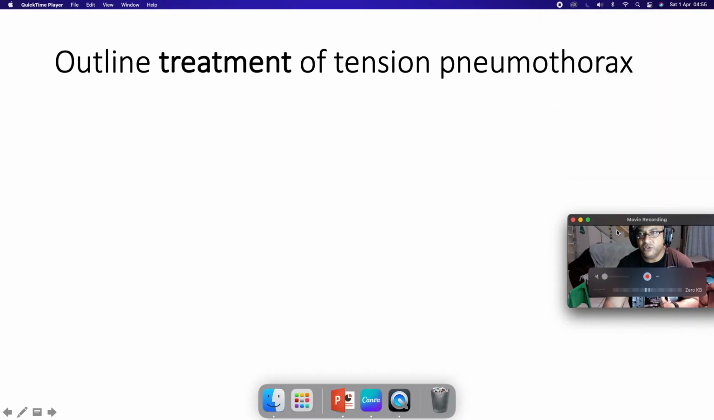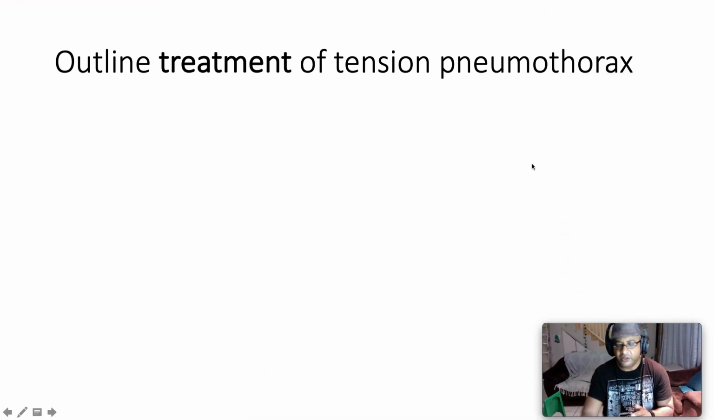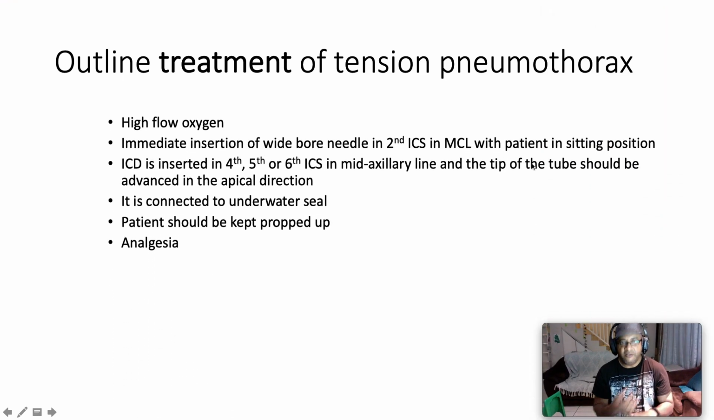How you're going to approach your treatment of tension pneumothorax is high flow oxygen. Immediately you want to do needle thoracocentesis. So insert a wide bore, the widest bore needle you have, into the second intercostal space in the midclavicular line, right, with the patient in the sitting position on the side of the pneumothorax. Then this is followed up. You should hear air escaping with a hiss.